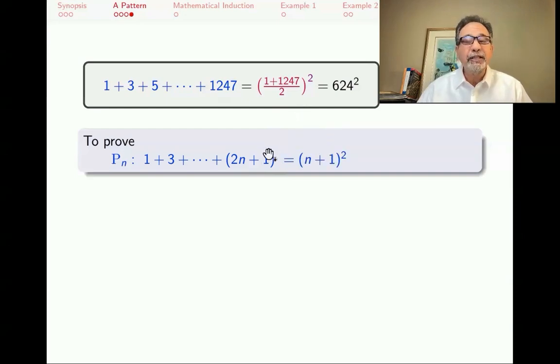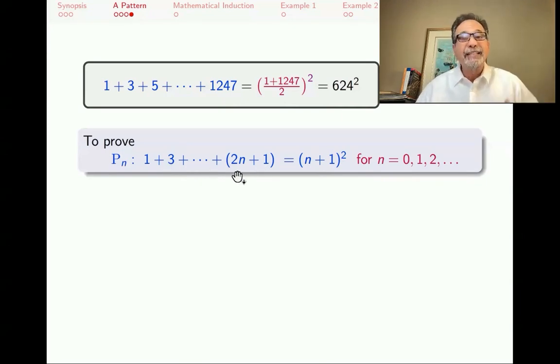This is going to be the average of the first and the last one. The average of 2n plus 1 and 1 is 2n plus 2 divided by 2, and that's n plus 1. So n plus 1 is the average of the first and the last, and then squared. That's what I'm claiming. And I'm claiming this is true for n being any non-negative integer. If n is 0, then I'm just saying 1 equals 1. If n is 1, I'm saying 1 plus 3 equals 4, and so forth.